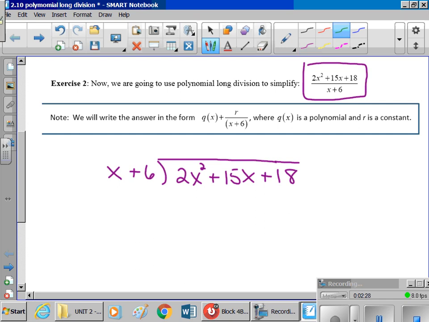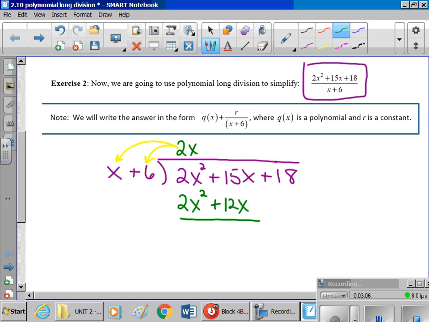So again, x goes into 2x squared how many times? Now, remember, what our objective is here is that we want 2x squared over here. So x times 2x gives me 2x squared. So 2x times x, and 2x times 6 is 2x squared plus 12x, because 2x times a positive 6 is 12x.